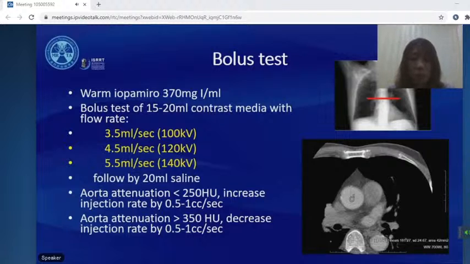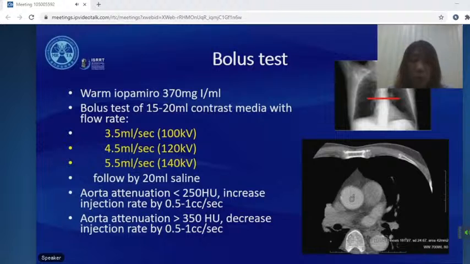If the patient needs 100 kV, we use 3.5 ml per second to do the Bullet's test. If the patient needs 120 kV, we use 4.5 ml per second. If the patient needs 140 kV, we use 5.5 ml per second, followed by 20 ml saline. After the Bullet's test, we would know the time at which peak enhancement occurred.